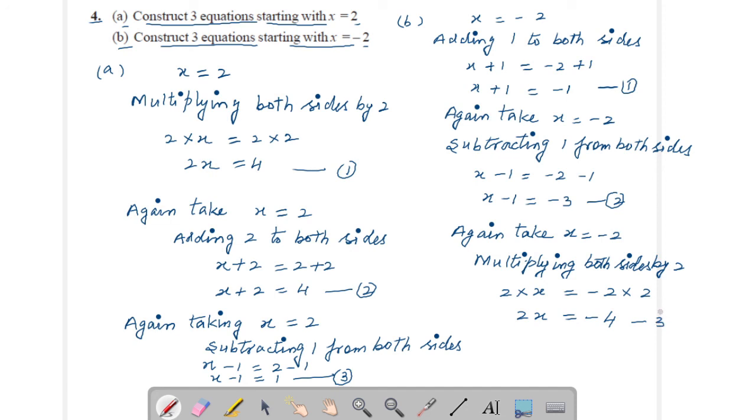In this way, you can make infinite equations with the given equation by adding 1, 2, 3, 4, 5 and so on, or by subtracting 1, 2, 3, 4, 5, 6 and so on. You can subtract negative numbers also, or multiplying both sides by 2, 3, 4, 5, 6 and so on, or dividing both sides by 1, 2, 3, 4, 5 and so on. By doing so, you can make infinite equations. That's all for today.